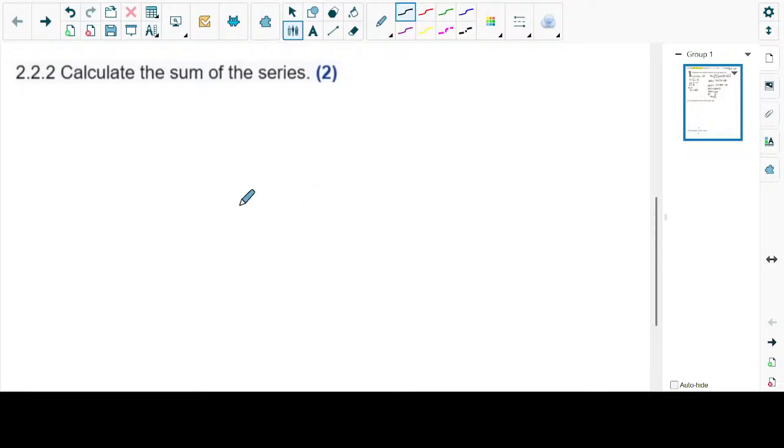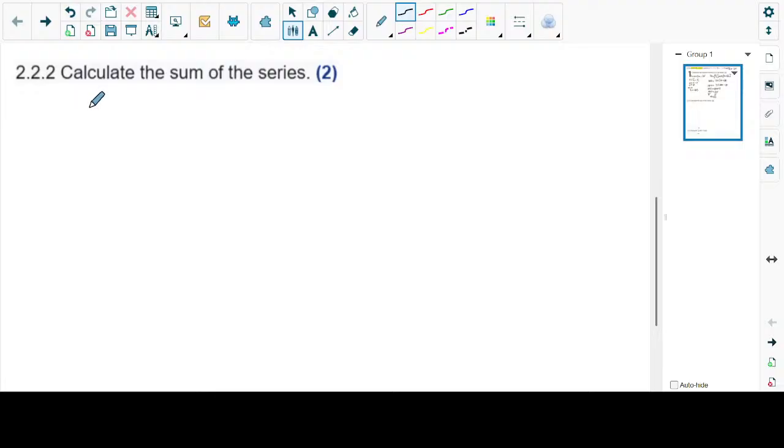If they really wanted a hard question, they would simply give us the series and say, calculate the sum. Now, we have the sum formula, which I'm not going to use for this particular case.